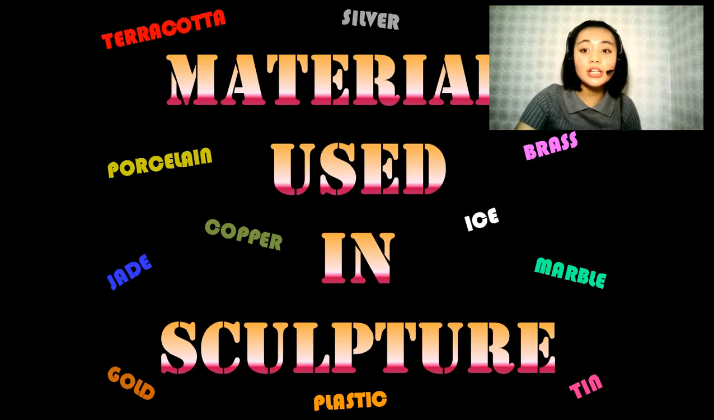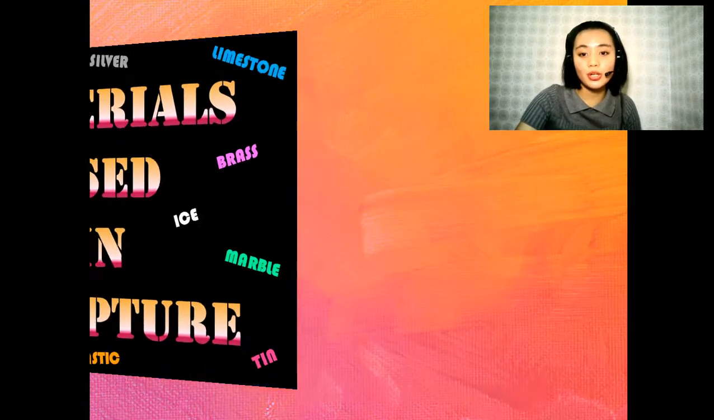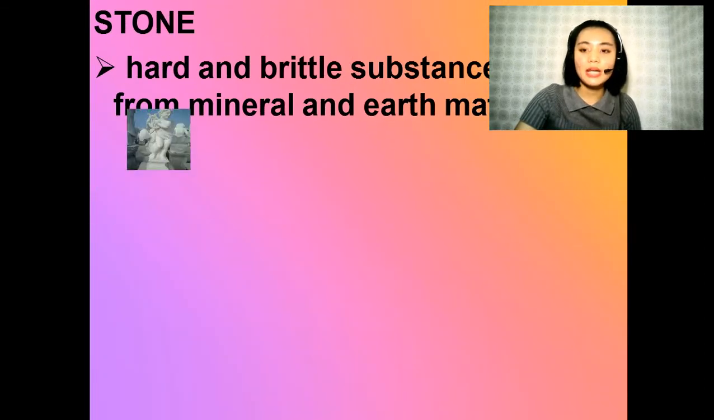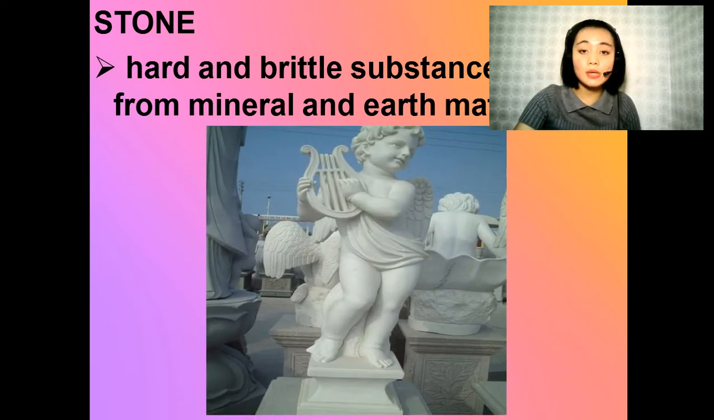So, what are the materials used in sculpture? So we have different materials. First and foremost, we have stone. So example of stone, we have like marble, we have granite, and then we have jade, yung mga ganon. So ano naman yung stone as a material or medium for sculpture? Medyo mahirap siyang i-manipulate. Why? Because it is hard and brittle. So it's a hard and brittle substance.